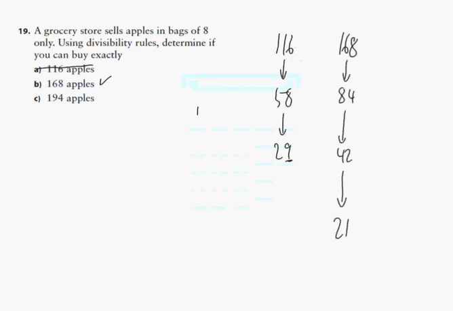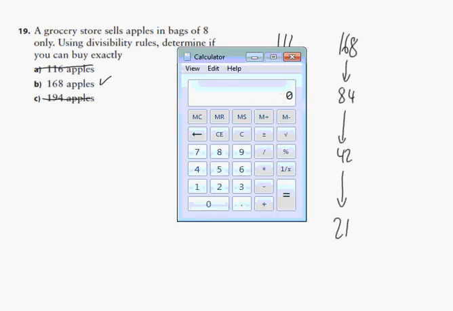And the last one, 194. If I divide it by 2, I get 97. And 97 can't divide by 2 again because it ends in an odd number. So 194 cannot be divided into bags of 8. If I check my answer, 194 divided into bags of 8, I will have a decimal or a fraction of a bag left over.